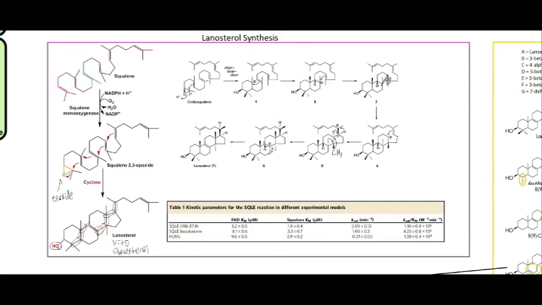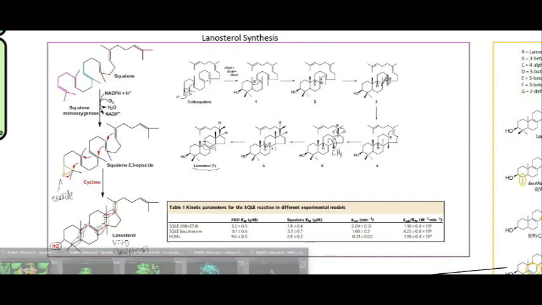This hydrogen here is being deprotonated off of here so that the electrons collapse down onto this bond and form this double bond, and that is our lanosterol. So we form our oxidosqualene from the squalene monooxygenase. Then this squalene 2,3 epoxide or oxidosqualene cyclase generates the lanosterol.